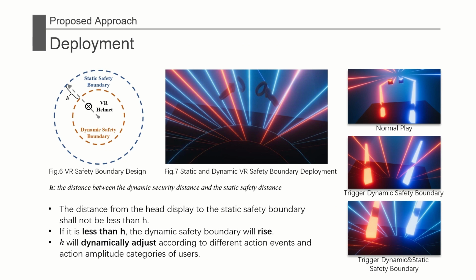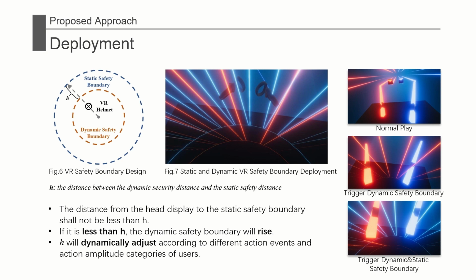Supported by the above results, the runtime data will be transmitted to the model to predict the 3 VR motion events, and the corresponding action range categories will be output respectively, and the system will dynamically adjust the safety boundary. As shown in Figure 6, the distance between the VR helmet and the static safety boundary should be greater than or equal to the distance between the dynamic distance and the static safety distance.